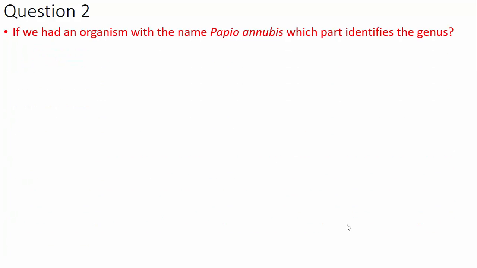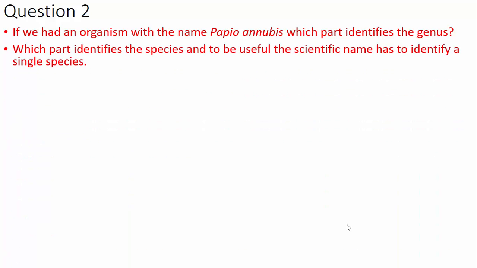Number 2. So if we had an organism with the name Papio anubis, which part identifies the genus? Which part identifies the species? And to be useful, the scientific name has to identify a single species. And what term describes the two-part name? So when we're looking here, we have two words. We have the Papio and we have Anubis.